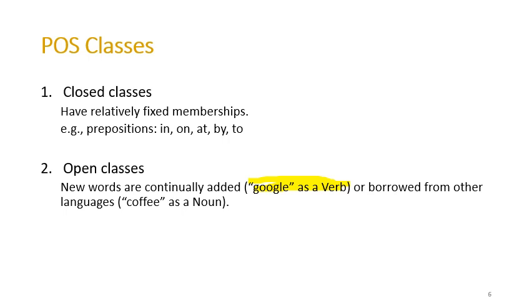Or we can also borrow words from other languages to become a noun. For example, coffee is, interestingly, borrowed from some other language. So verb and noun are open classes, because we have a lot of new verbs and new nouns coming into the vocabulary. Okay, so let's see where coffee comes from.